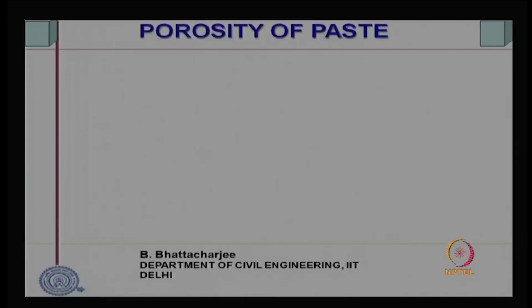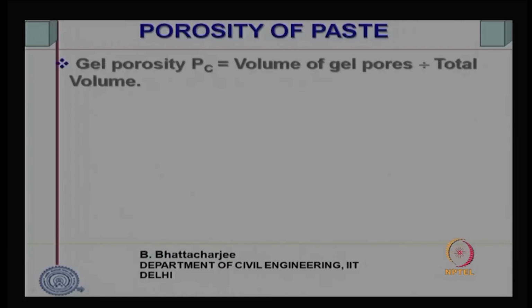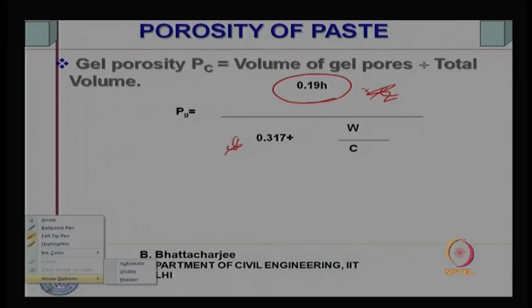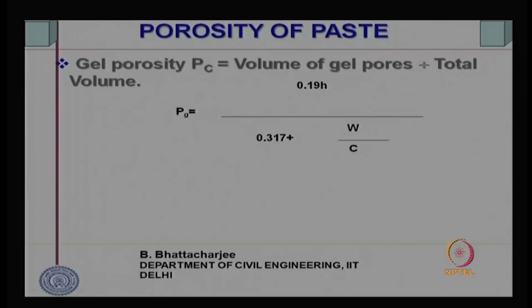So, gel porosity will be the volume of gel pores divided by total volume, and recall the volume of gel pores was 0.19 H into C, and the total volume was W plus 0.32 C. So, if I divide both sides by C, I get 0.19 H divided by 0.317, or 0.32, plus W by C. So, this is the gel porosity.